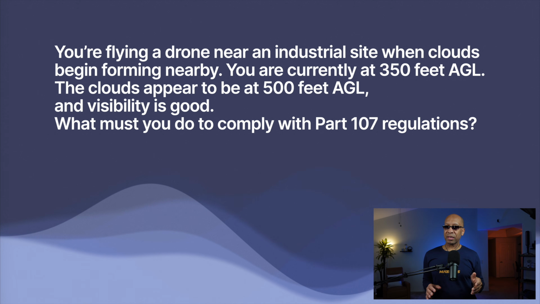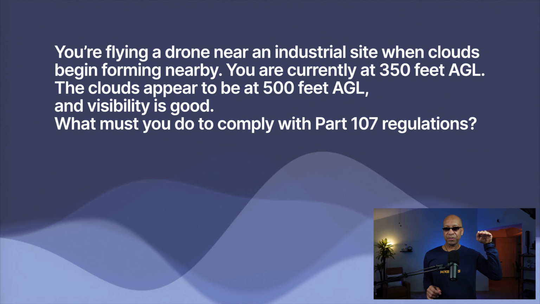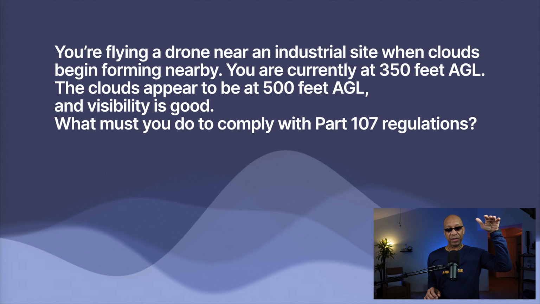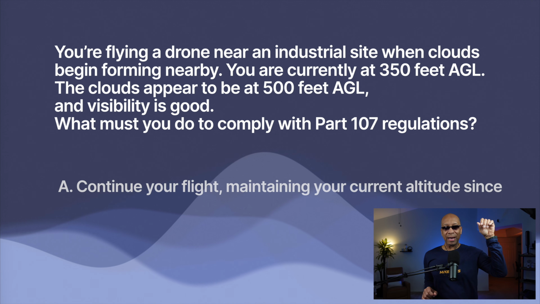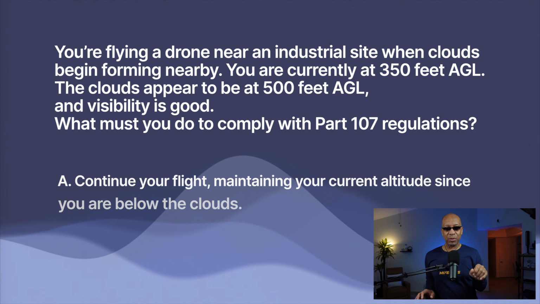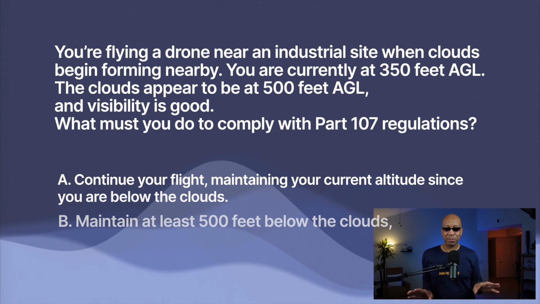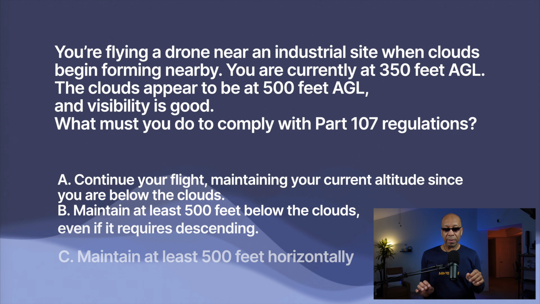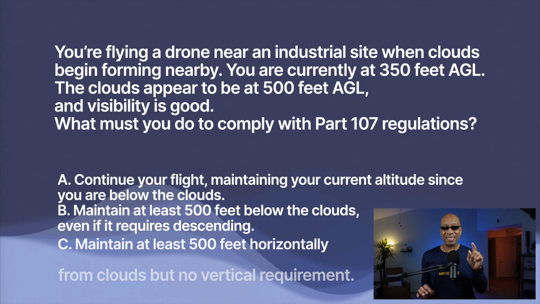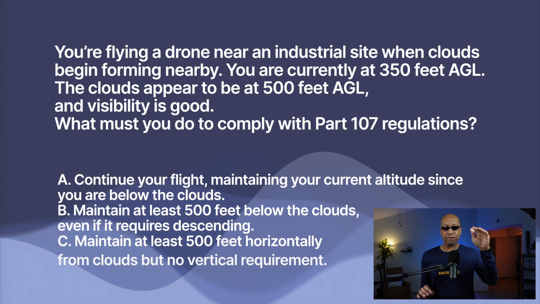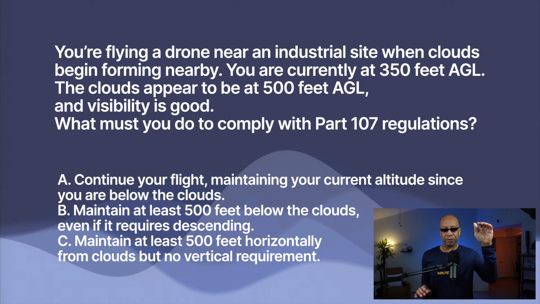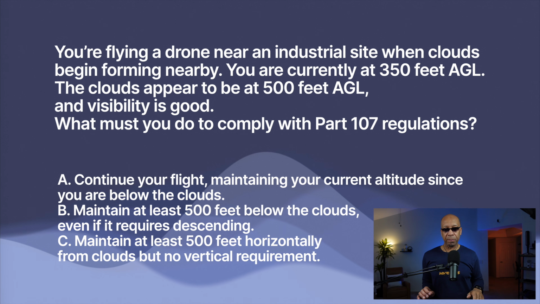Now, a lot of you are thinking, okay, so I'm at 350 feet. That's good. I'm below the clouds. The clouds are at 500 feet AGL. That's good. Well, I'm complying. I'm not getting anywhere near the clouds, and I'm doing what I need to do. Visibility is good. No. Understand this Part 107 rule. The requirement says that you must maintain a vertical distance of 500 feet below the clouds. So if the clouds are at 500 feet and you must be 500 feet below, then 500 minus 500 equals 0.